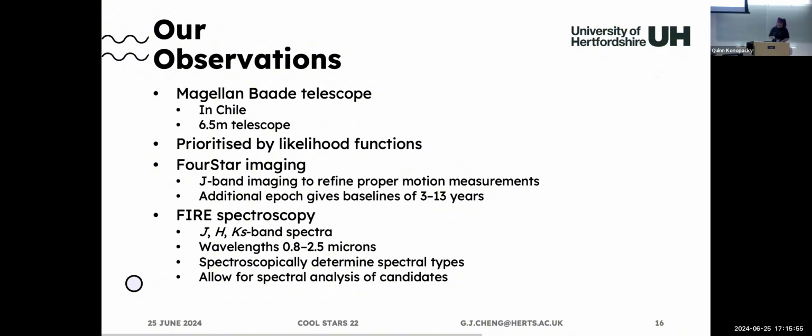We observed some of our candidates with the Magellan Baade telescope in Chile. We prioritized our observations with likelihood functions, which we calculated for each candidate pair. We used the 4-star instrument to get J-band near-infrared images, and the FIRE instrument to get spectra of some of our best candidates. But technical difficulties have meant that I've not been able to actually reduce those spectra yet. So unfortunately, I've not got any pretty spectra to show you.